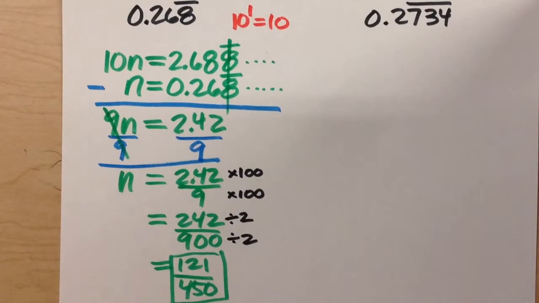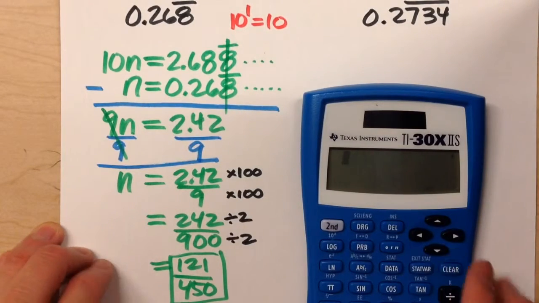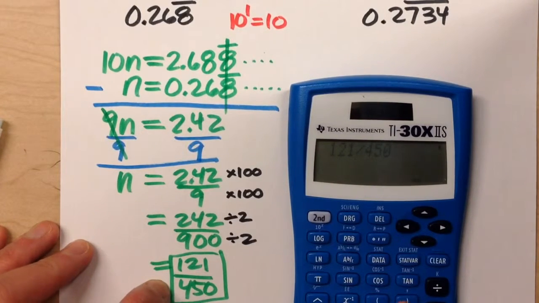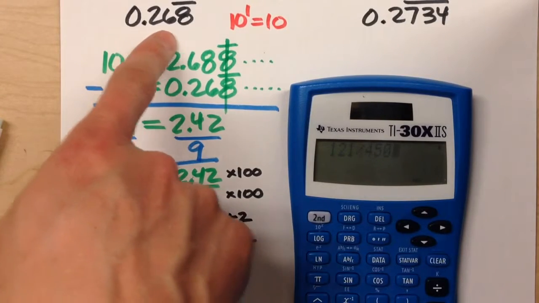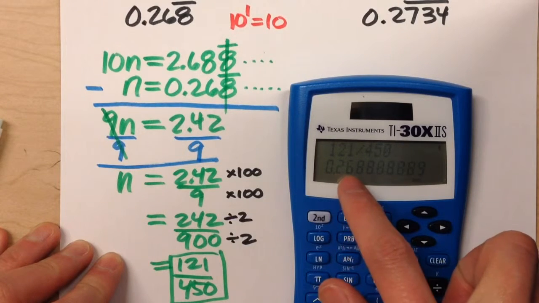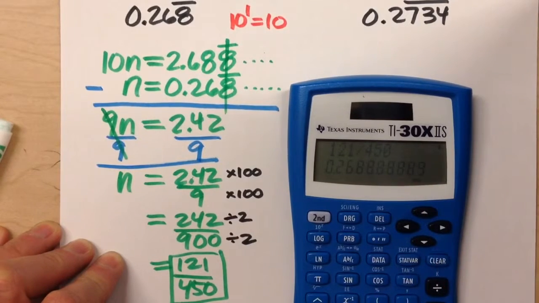And if you're not sure, the cool thing about this is we can check our answer with a calculator. All we have to do is take 121, divide it by 450, and if we did this right, we should get 0.2688888888888888. And look, we do. 0.268888888888, and that 9 was rounded up because the next digit was 8. So we know our answer is good.